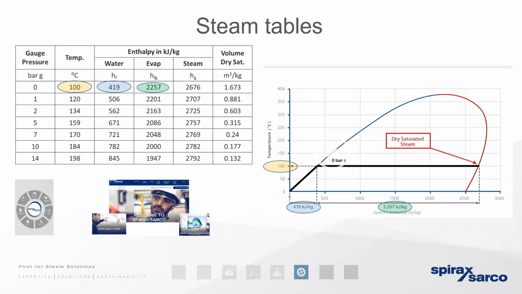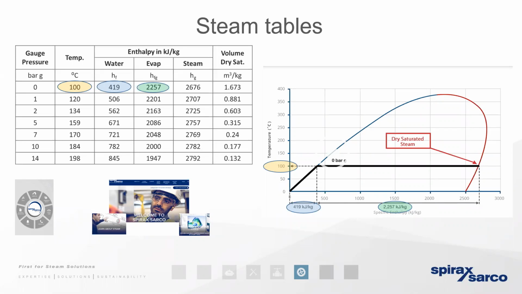So let's take the example of generating steam at 0 bar gauge pressure, for example, in your kettle at home. So at 0 bar gauge, we know that water boils at 100 degrees.